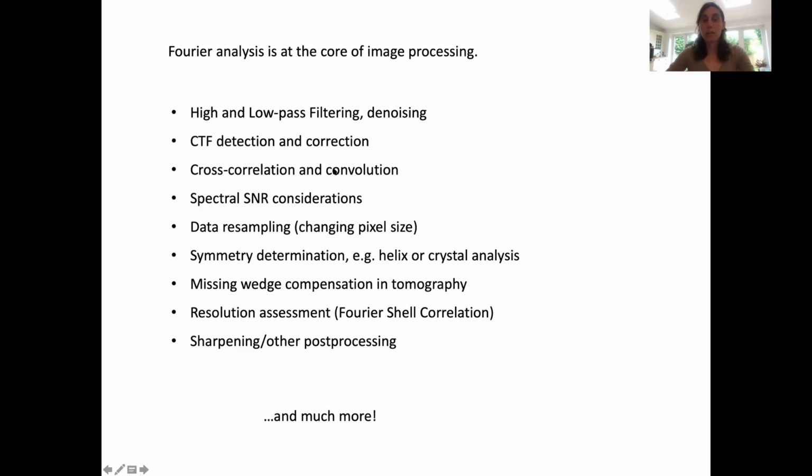And this is just a by no means comprehensive list of steps where we use Fourier transforms, for example, high and low pass filtering, denoising, anytime we deal with the CTF, when we calculate cross correlations, convolutions, when we look at the power spectrum of images, when we want to resample the data, determine the symmetry, in tomography, when we deal with anisotropy in general and this missing wedge in particular for tomography, when we want to assess the resolution of our map, we look at the Fourier shell correlation and other post-processing steps and much more than that.